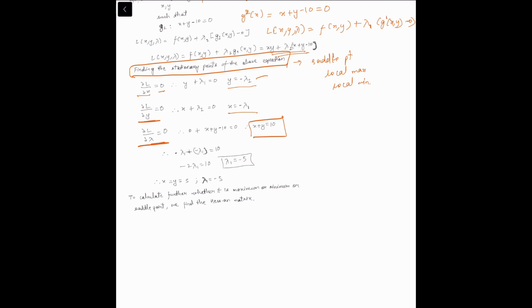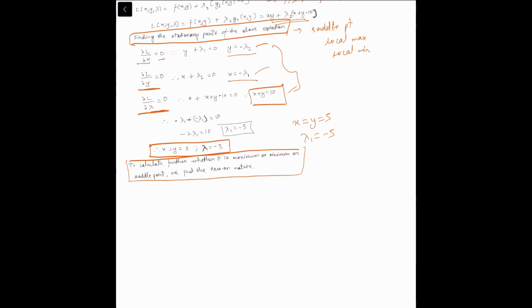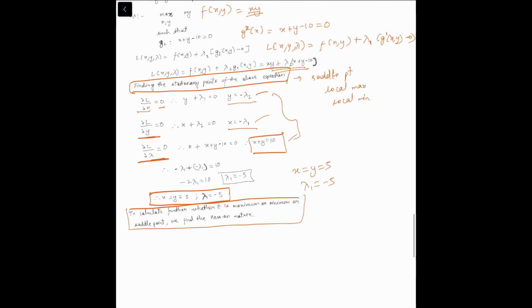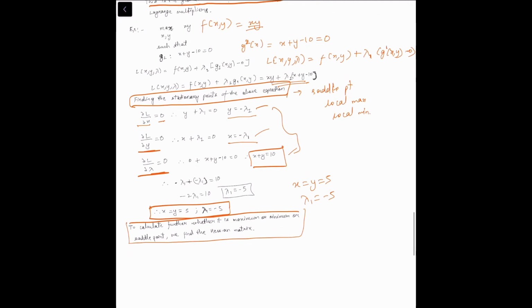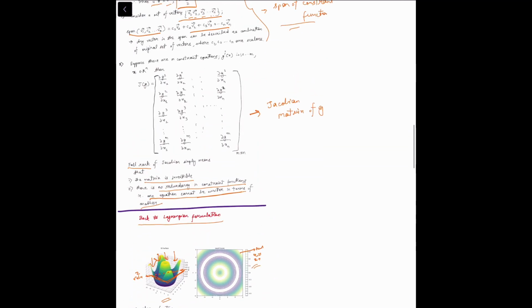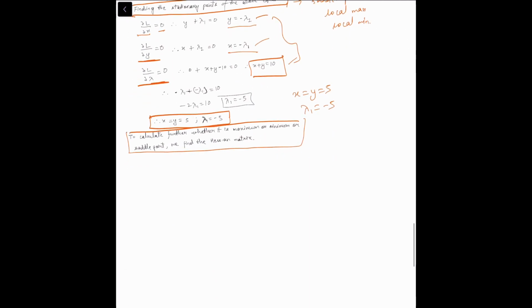Now using all three equations, you can easily reach the solution, that is x is equal to y is equal to 5 and lambda 1 is equal to minus 5. Now to calculate whether it is a maximum, minimum or saddle point, we have to find the Hessian matrix. That is not part of this video, but now we have understood the intuition behind the Lagrange multiplier and its importance.